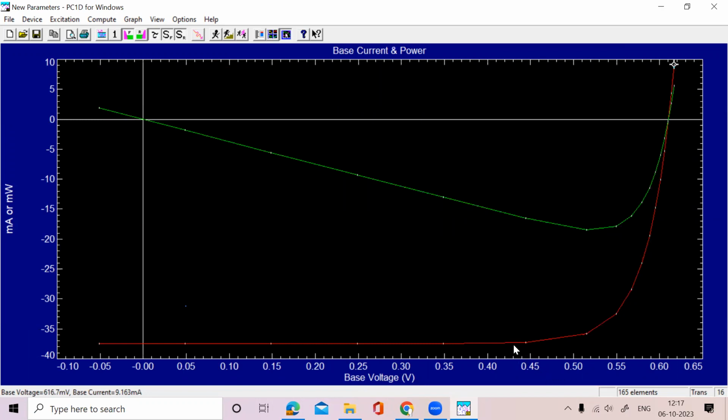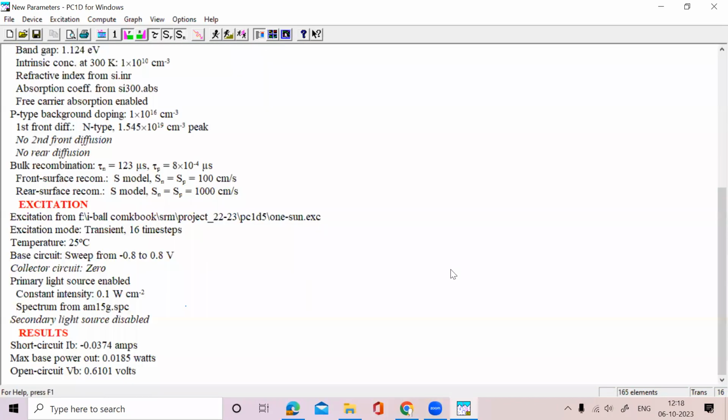The red one is current. The x-axis is the voltage, and the y-axis is the current and power. This is the standard IV characteristics of a solar cell. So can you tell me what is the efficiency? Has anyone calculated? So fill factor, how much did you get? 81% fill factor. Yes, it is also standard.